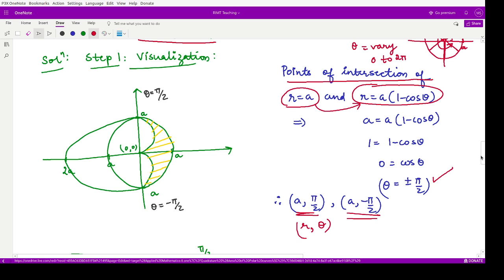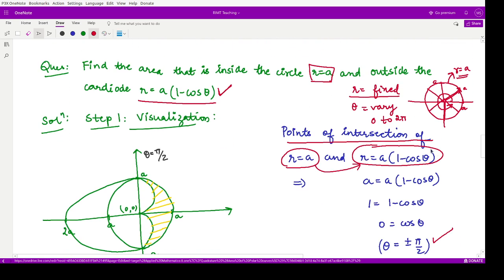So now in the question, see what they are asking. They are asking for the area that is inside the circle r is equal to a and outside this cardioid. So this is the yellow shaded region, or the red shaded region. To calculate this area, you can calculate the whole area, or you could calculate this upper portion area, which would be the area in this first quadrant, the checked region.